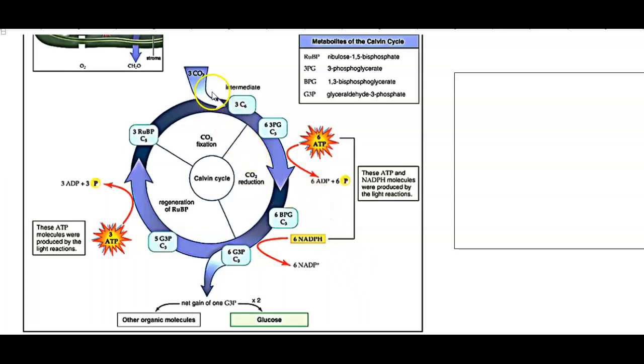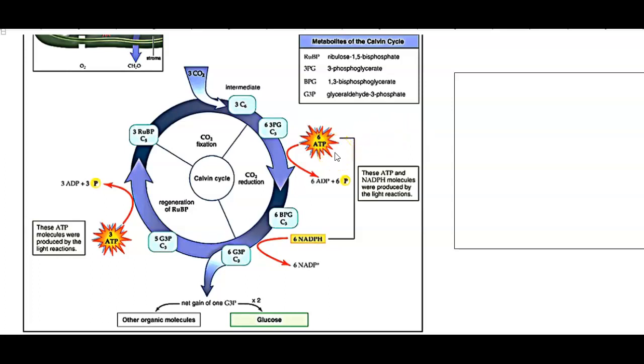When they get together, the carbon gets fixed to the RuBP. It's going to make a molecule that has six carbons. You can cross that one off, because almost as soon as it's made, it becomes this one, 3-PG. Notice it has three carbons. And this is where it's going to get reduced.